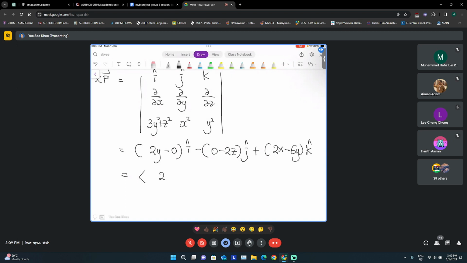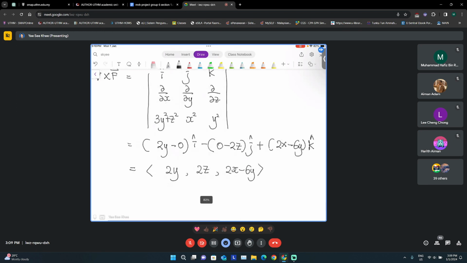So 2y, 2z, 2x minus 6y. Okay, so this is the curl of the f.